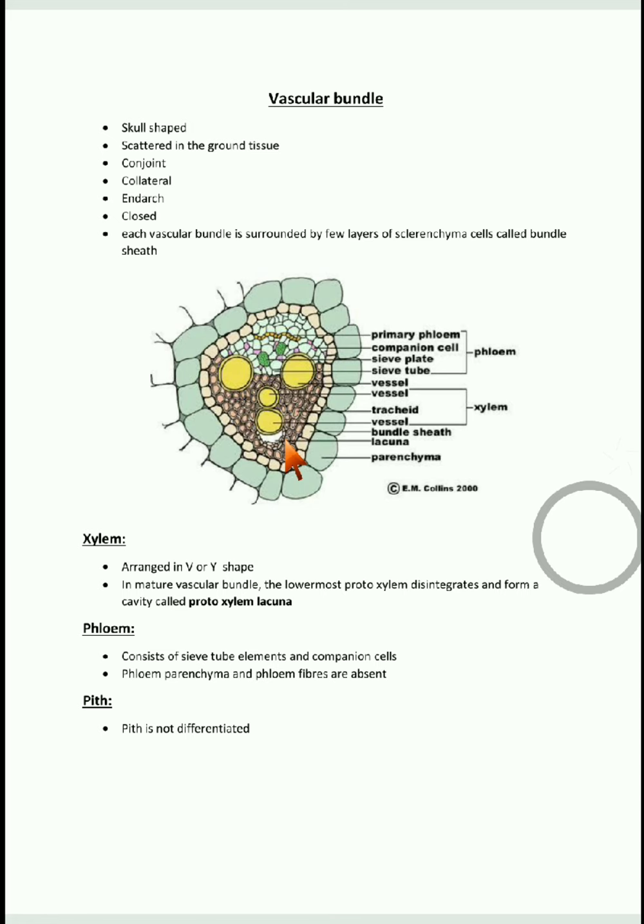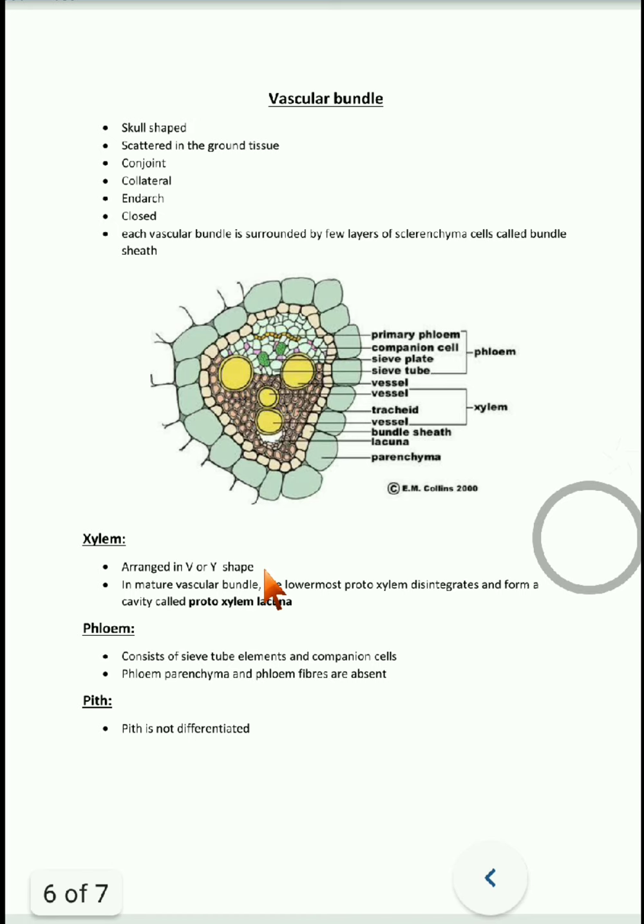Next we can see about the phloem. It consists of sieve tube elements and companion cells. Sieve plates and companion cells can be seen, whereas phloem parenchyma and phloem fibers are absent here. So pith is not differentiated. As we have seen, the entire mass is called ground tissue, and so pith is not differentiated.